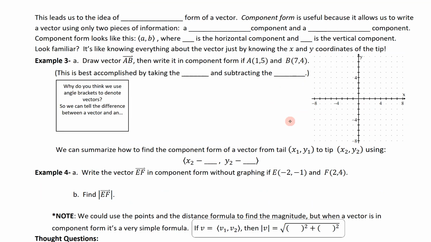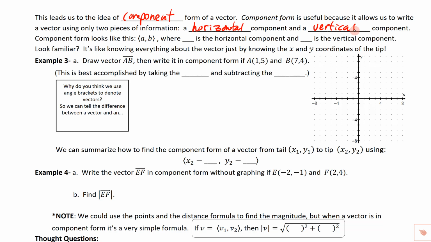So the fact that we can slide a vector around and not change its magnitude or its direction leads us to the idea of component form. So let's write component form. Component form of a vector. Now, component form of a vector is really useful because it allows us to write a vector using only two pieces of information. So one is the horizontal component. So let's write horizontal right here. And the other one is a vertical component. So we just need these two things, a horizontal and vertical component.